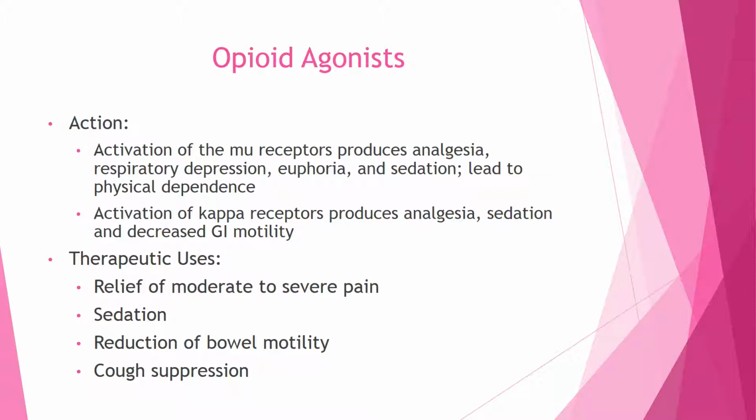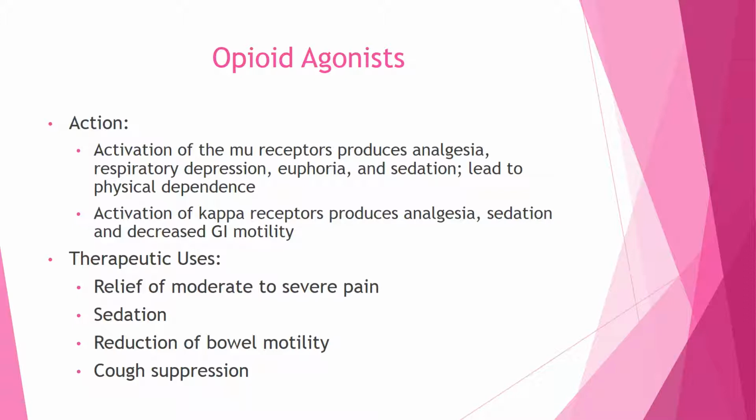Okay, so the action of these medications: activation of the mu receptors produces anesthesia, respiratory depression, euphoria, sedation, and can lead to physical dependence. Activation of the kappa receptors produces analgesia, sedation, and decreased GI motility.